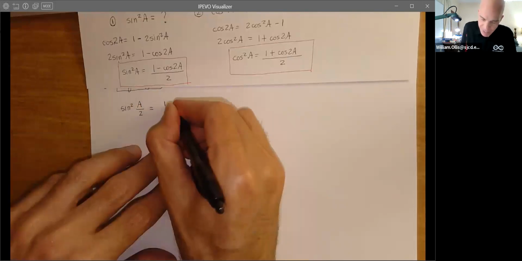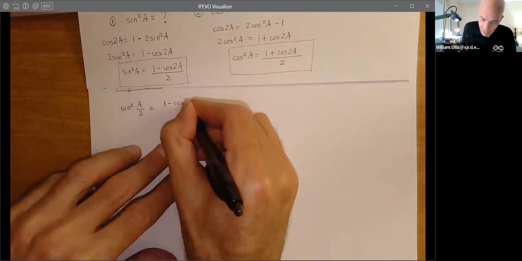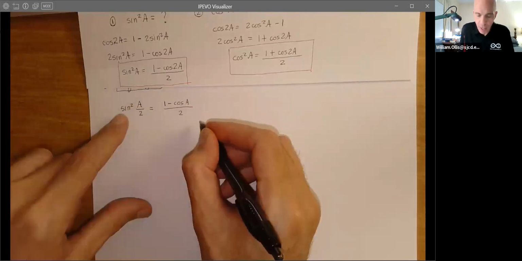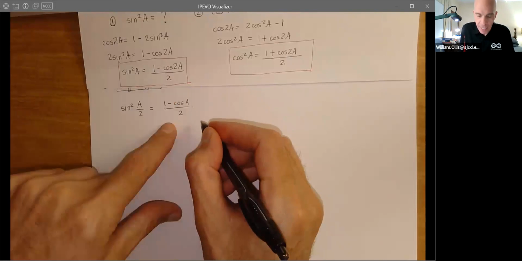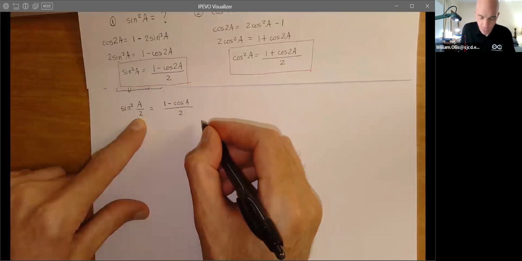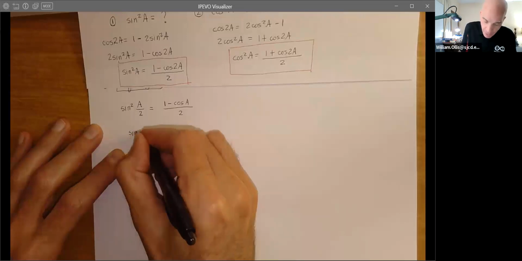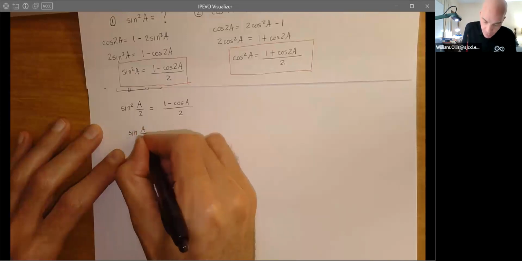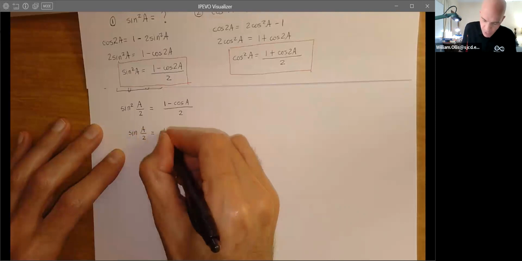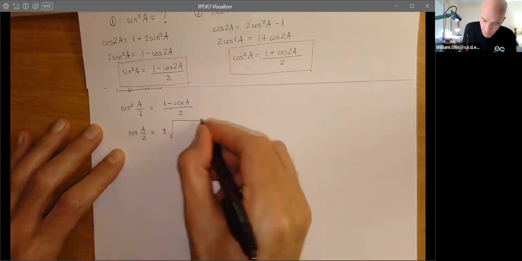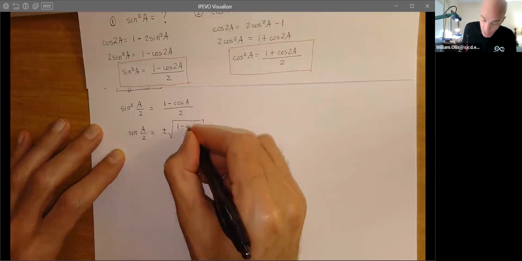You're thinking, well, that's easy. So again, replace A with A over 2 here and here. And now use the square root principle. So sine of A over 2, of the half angle, you're thinking, well, this is no good. Plus or minus, I need to know where A terminates, right? Absolutely. Or actually, in this case, A over 2.